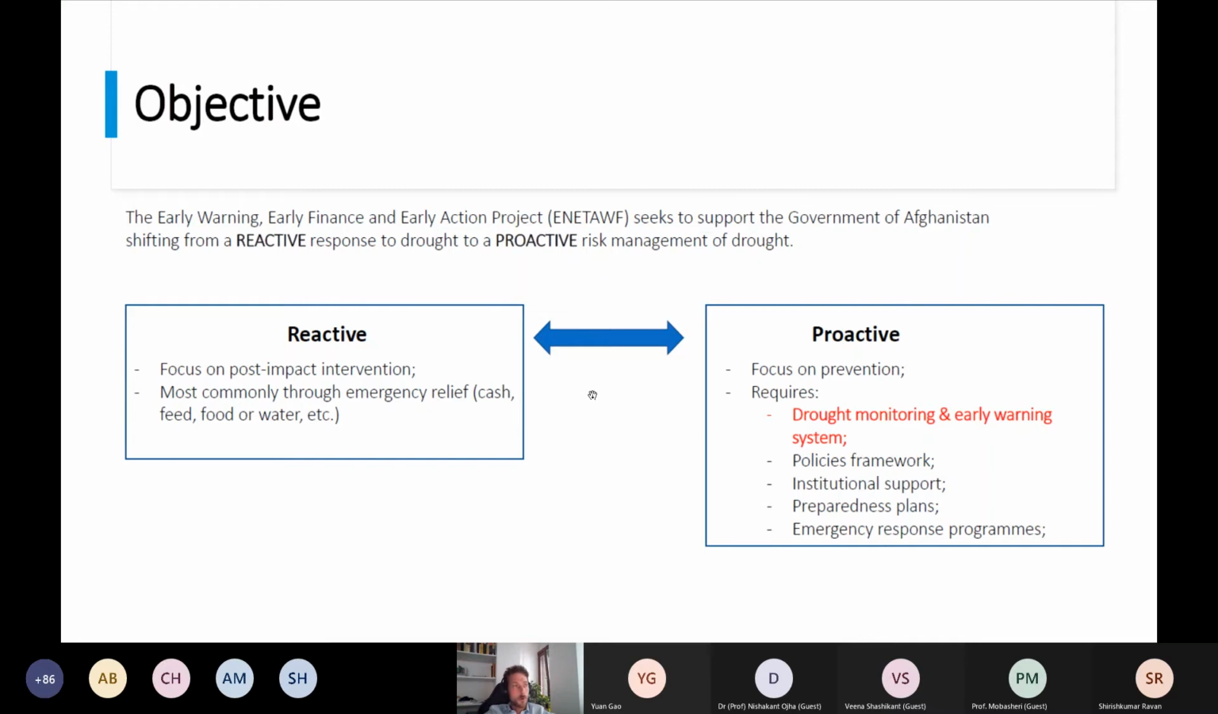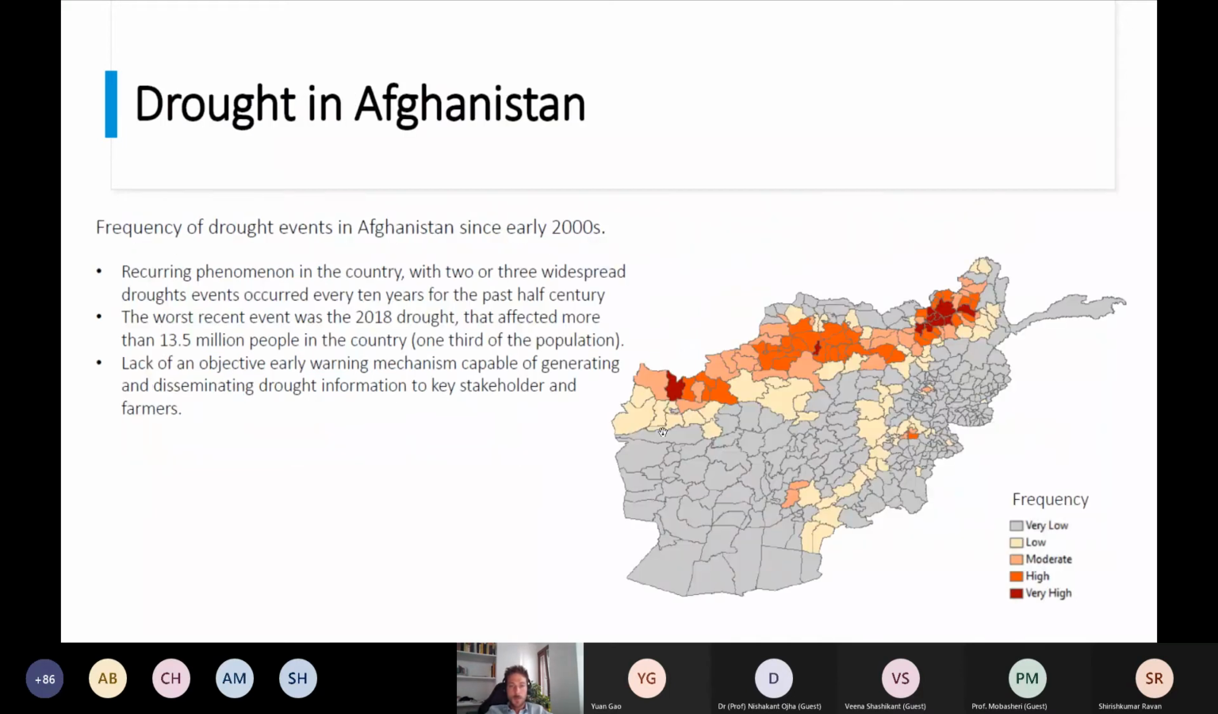We can say that this program, this early warning, early finance and early action program, aims to build this proactive approach by merging early warning with pre-agreed early financing resources and early action, so that in case a drought is identified, financial resources are available to assist the households that are affected, and simultaneously in years which are not drought years, to be able to build the resilience of these households. For example, if we are talking of rain-fed areas, it could be by enhancing water retention capacities, maybe building water channels for irrigation and so on. Next slide, please.